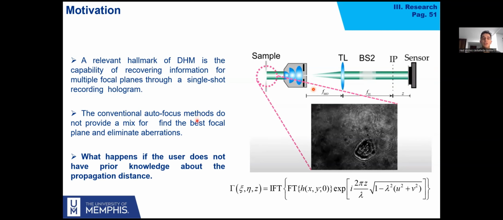However, the conventional methods do not provide a means for finding the best focal plane and at the same time eliminating aberrations in the phase reconstruction, of course. Another thing that could happen, if you are familiar with digital holography, is that in some cases you don't have information about the propagation distance used to record the hologram. So this is the motivation.